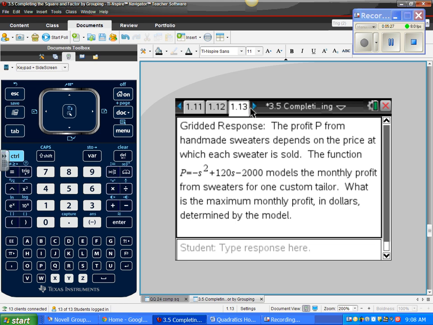Good, I could find the axis of symmetry, right? And then plug it back in to find the profit, so that would work as well. Okay, so I want you guys to choose which way you're going to do it, and go ahead and give it a shot. Now, keep in mind, there's a negative out front.